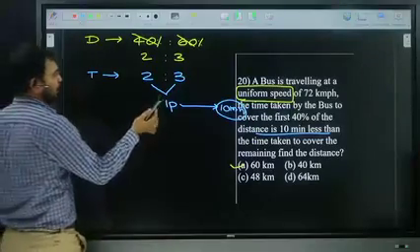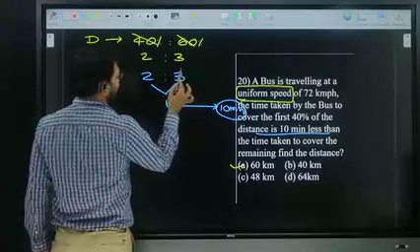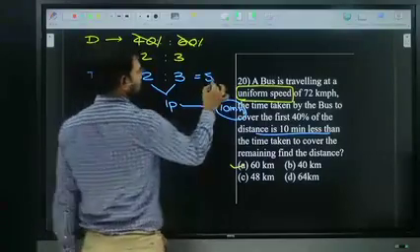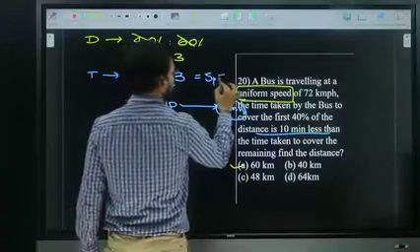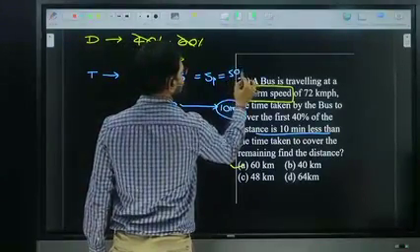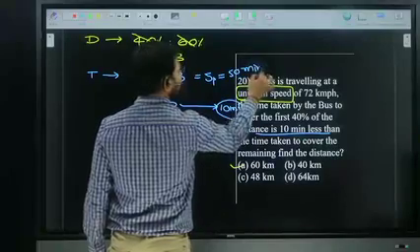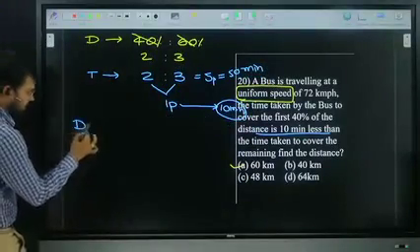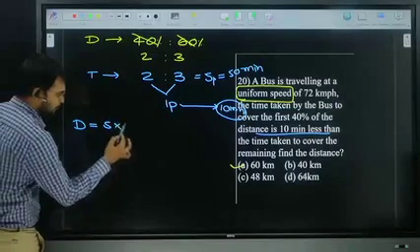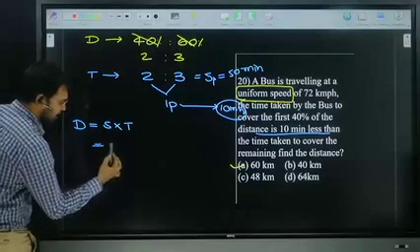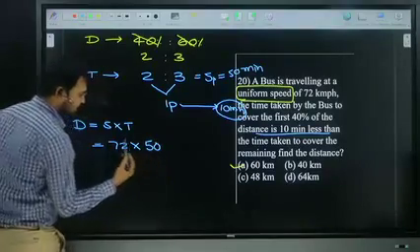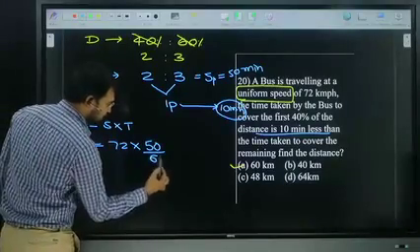Now I need the total time. Total time is 5 parts. Therefore, 5 parts is nothing but how many minutes? 50 minutes. All of you clear? Now I need the distance. Distance is nothing but speed into time. Speed is 72 km per hour into 50 minutes. Total time is 50 minutes, but we need to convert them into hours.